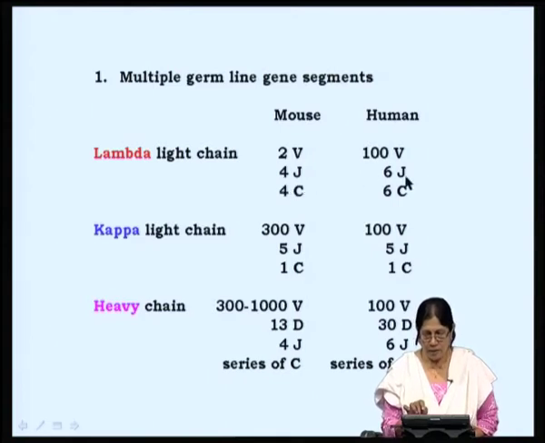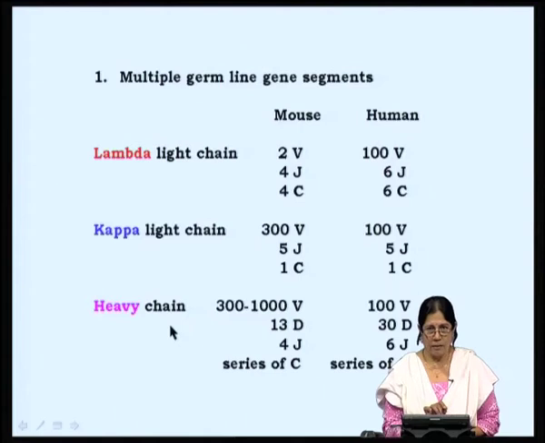In human, there are 6 J gene segments on the lambda light chain, 4 in mouse, and now this is something I would like you to see, that though there are 6 constant domain genes corresponding to the lambda light chain in human and 4 constant domain in mouse, all these are identical. Now, kappa light chain, because remember again that light chain would have only one constant domain. Now, kappa light chain, there are 300 different variable gene segments in mouse, 100 in human, 5 J in both and 1 constant domain.